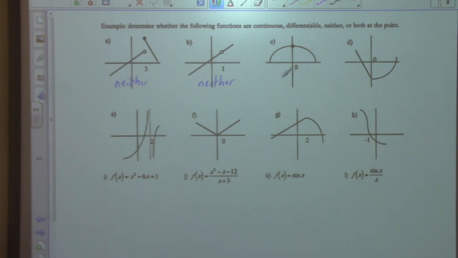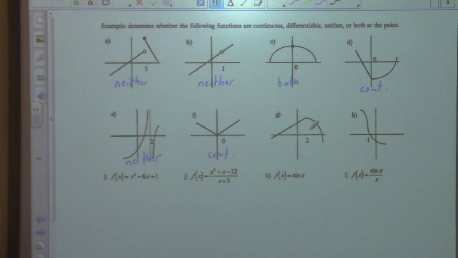What about this one here? I'm thinking this is both. What you're looking for in differentiability is a smooth curve, either a line or something smooth. This one here, D, doesn't look like a smooth curve to me. Doesn't look smooth, but it is continuous. This one here, neither. This one here, continuous.